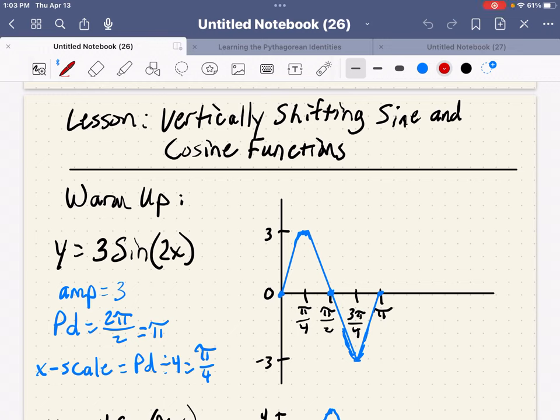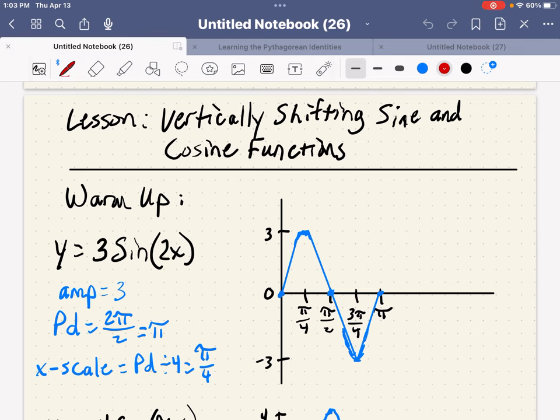Okay, Algebra 2 students, so today, briefly in a video lesson, I'm going to teach you how to vertically shift sine and cosine functions, which is going to mean to move them up and down. But before we go there, let's just take a look at a couple of warm-up problems.